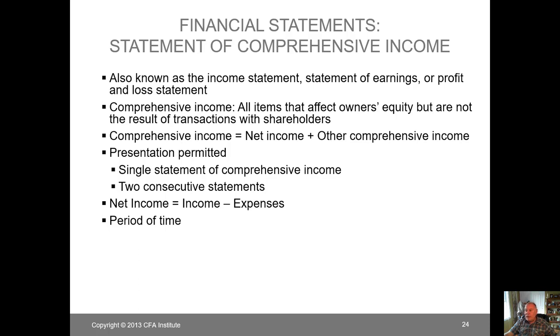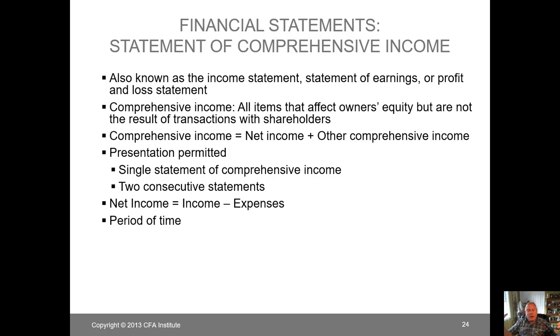Statement of comprehensive income, also known as the income statement, statement of earnings, or profit and loss statement. Those are all items that affect owner's equity, but are not the result of transactions with shareholders. Comprehensive income is net income plus other comprehensive income. We can do a single statement, or we can do two consecutive statements. That's a variation that under GAAP we can do.